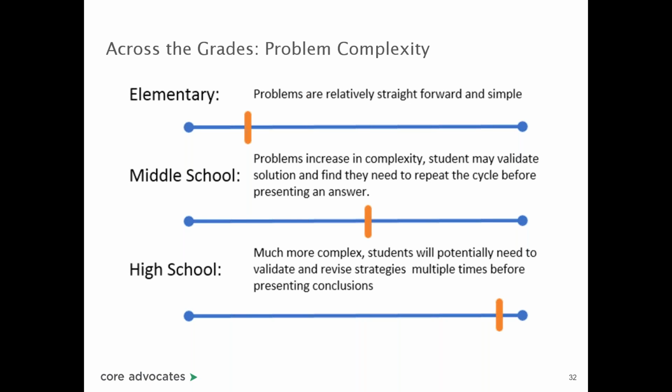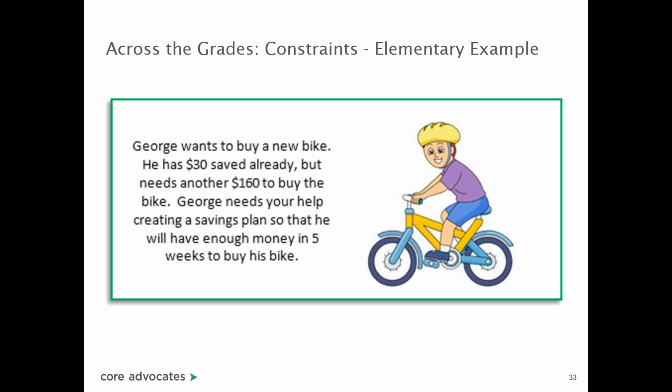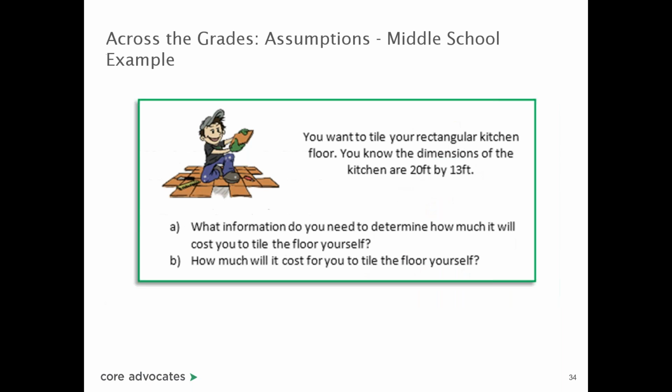So if we look back at our elementary example with George, students may come up with just a single solution and go through this problem very linearly and have a savings plan for George. Going back to our problem with tiling the floor, students may go and decide, you know what, instead of using 6-inch by 6-inch tile, I think it makes more sense to use a foot by a foot. And they'll go back and they'll revise this based on that information and changing their assumptions.